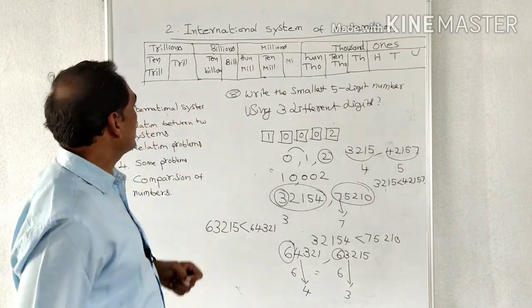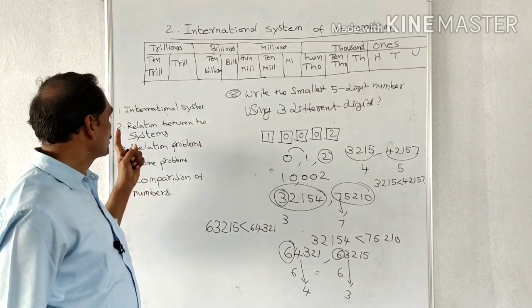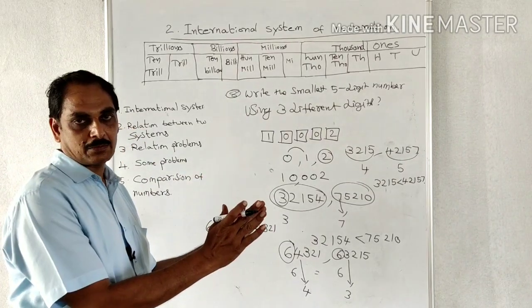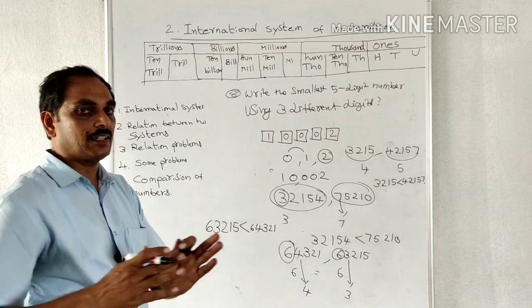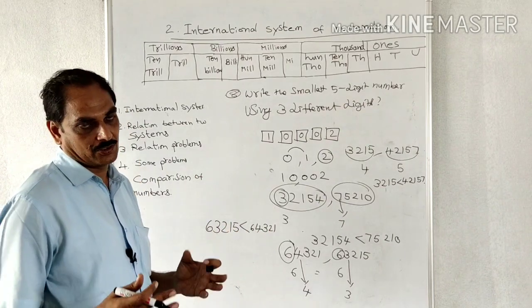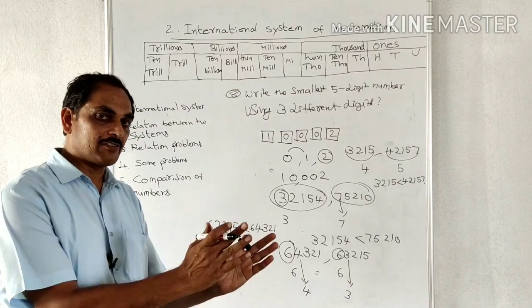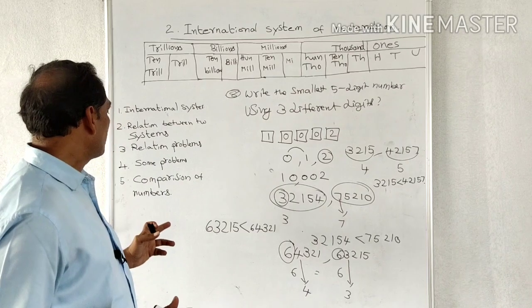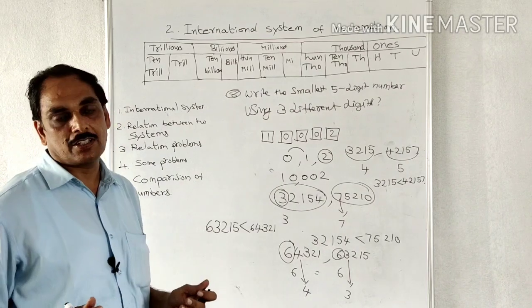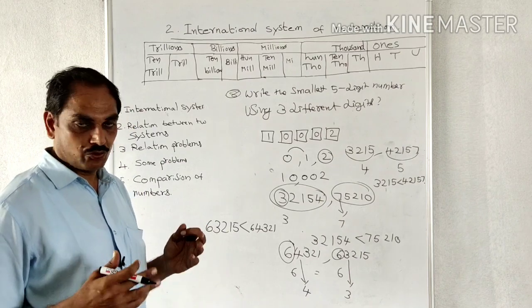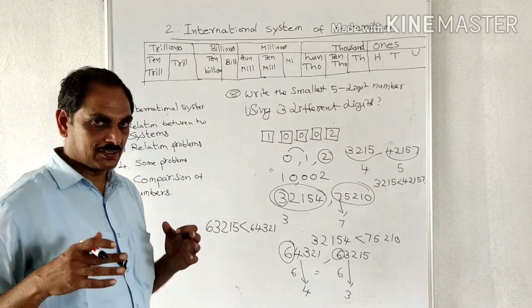So today we discussed these topics. Number 1, international system of numeration. 2, the relation between the two systems, the Indian system of numeration and the international system of numeration, with some relation problems. 3, problems connected with place values and face values. 4, relation sum problems. 5, comparison of two numbers. These are the topics we discussed in this lesson.